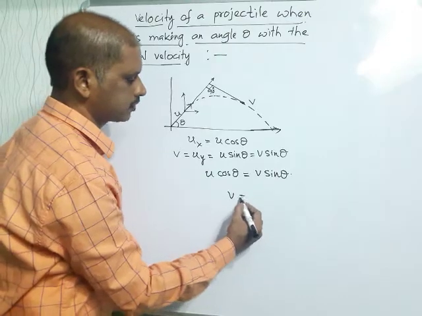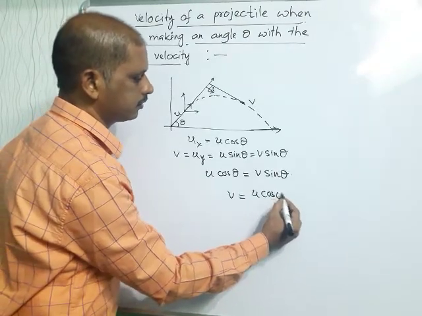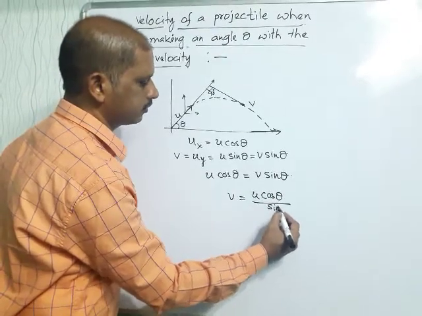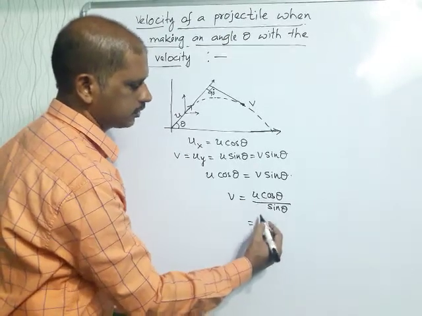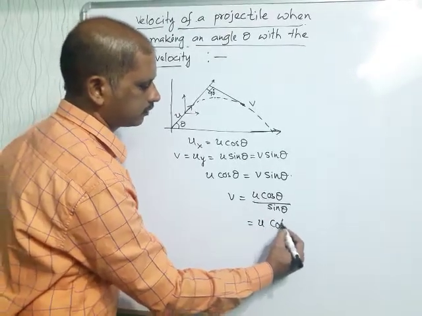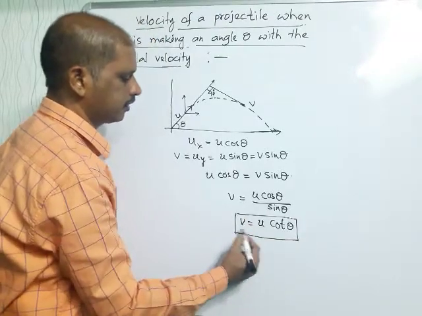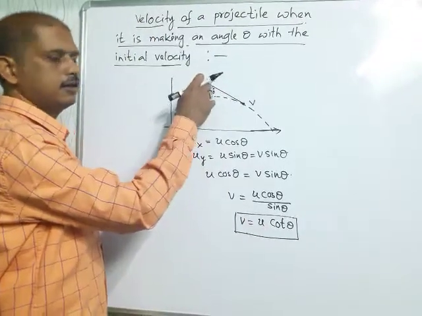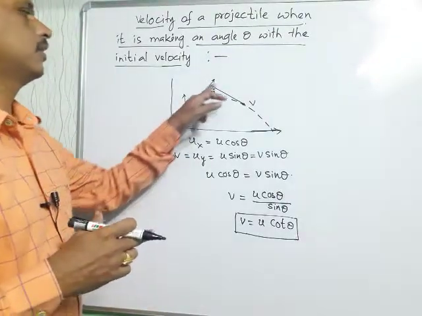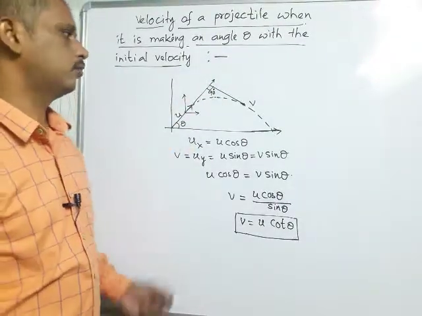So u cos theta is equal to v sin theta. So v is equal to u cos theta by sin theta. We know that cos theta by sin theta is equal to cot theta. So v is equal to u cot theta, which is the final velocity when it is making an angle 90 degrees with the initial projection of the projectile.